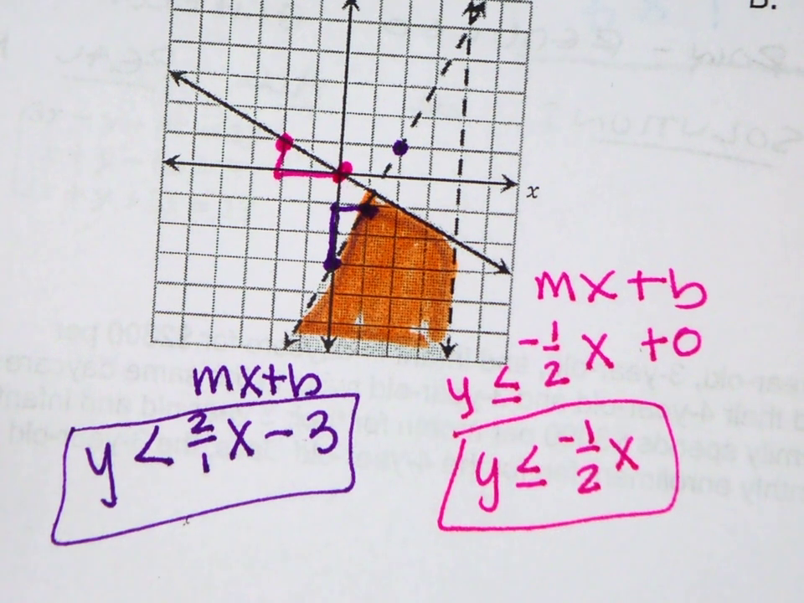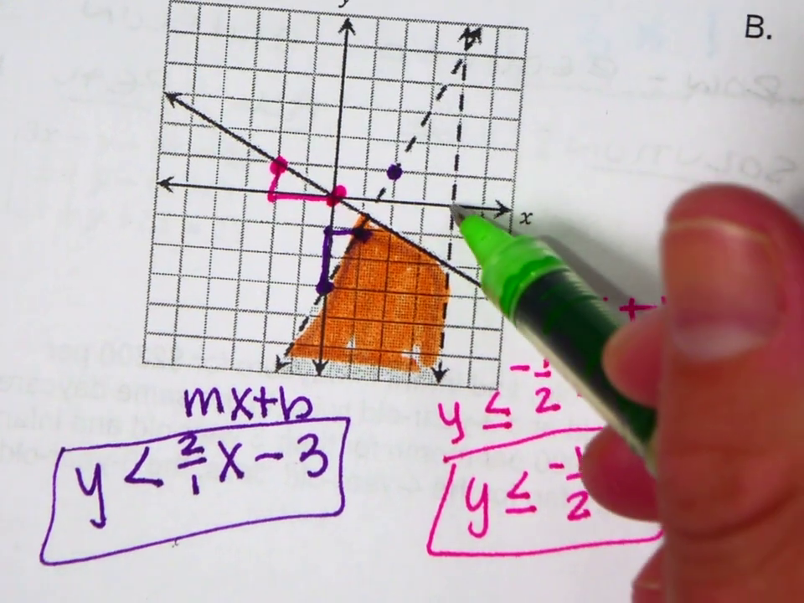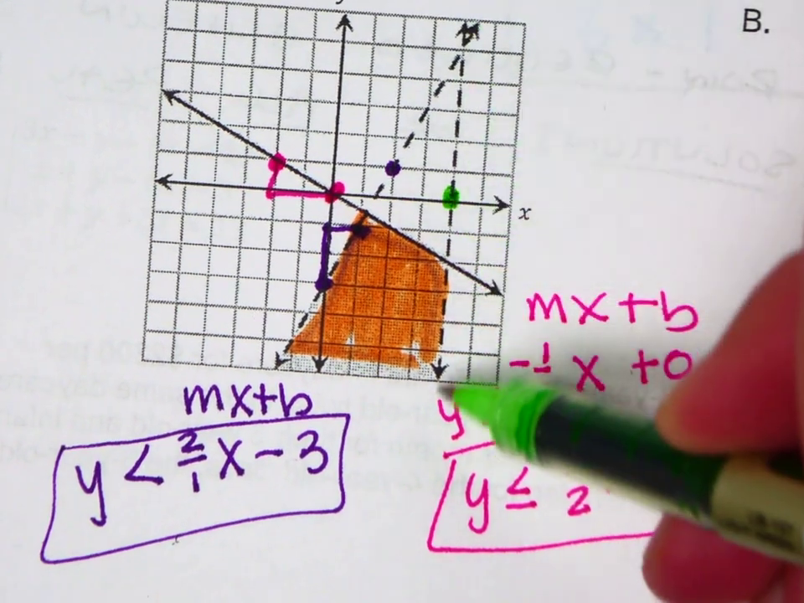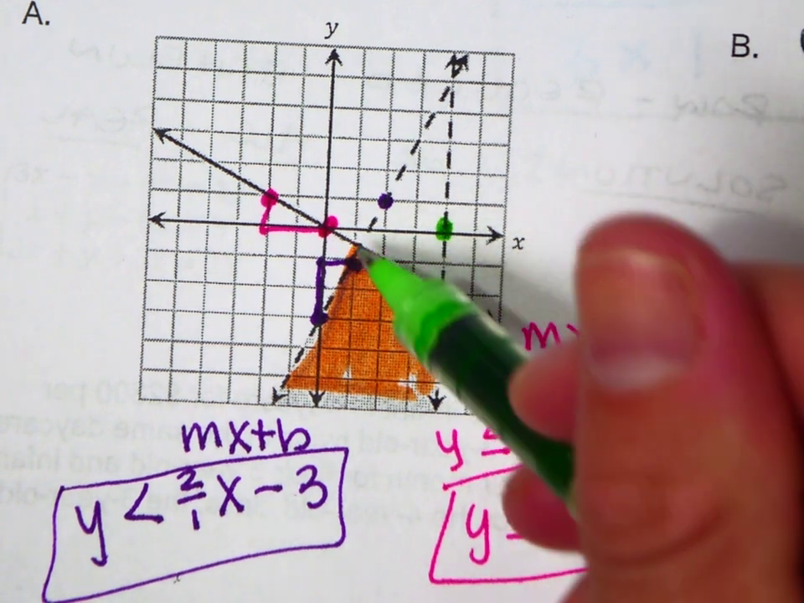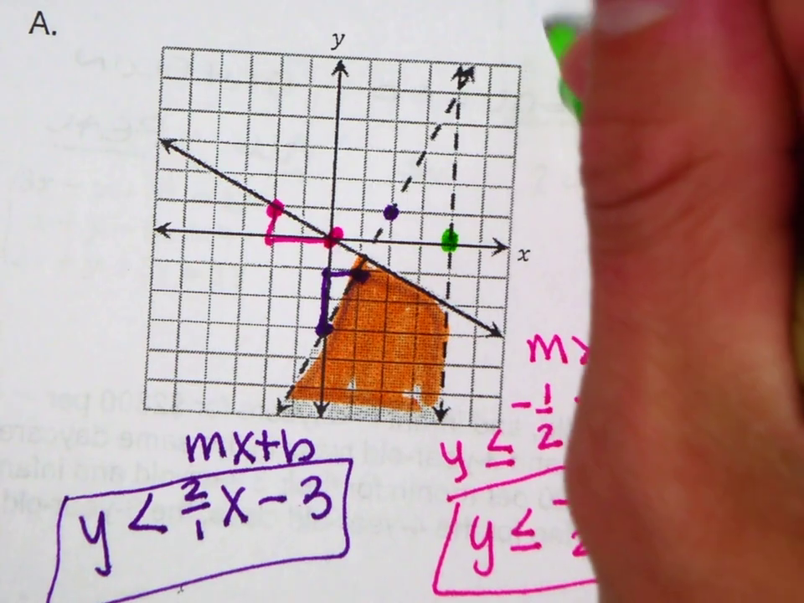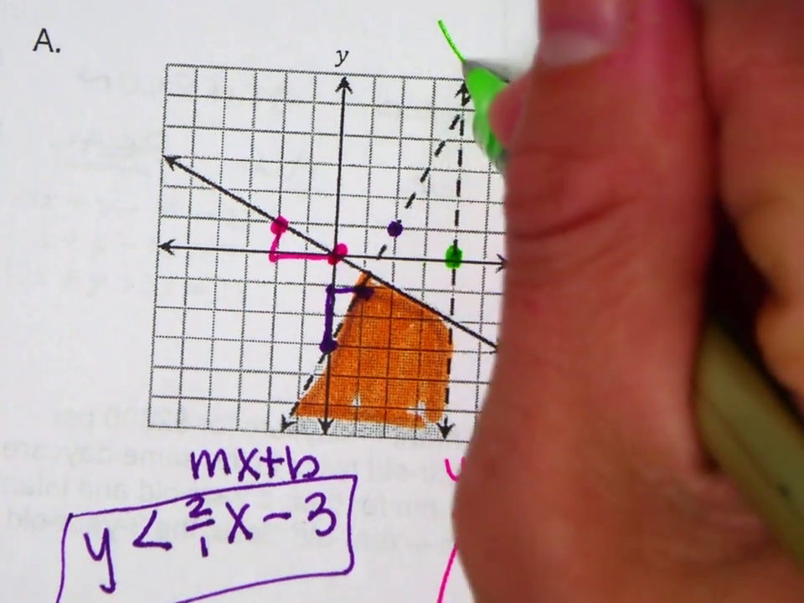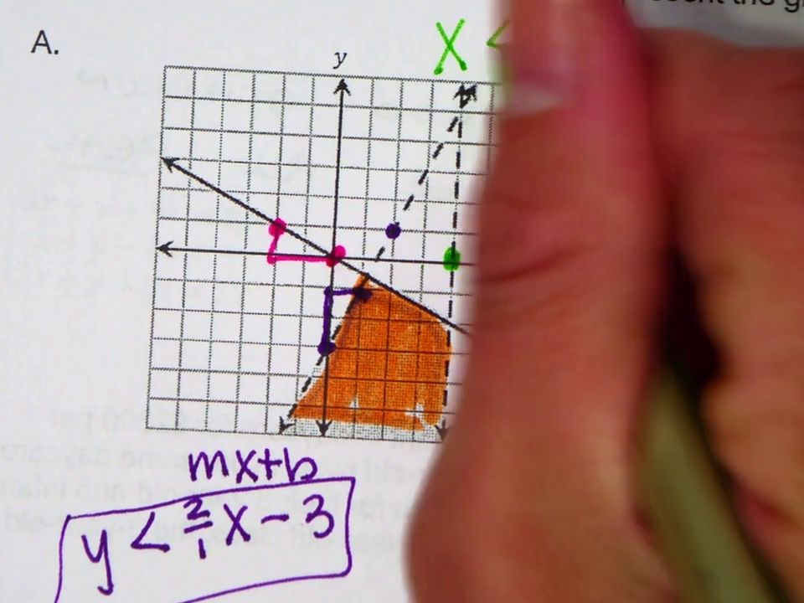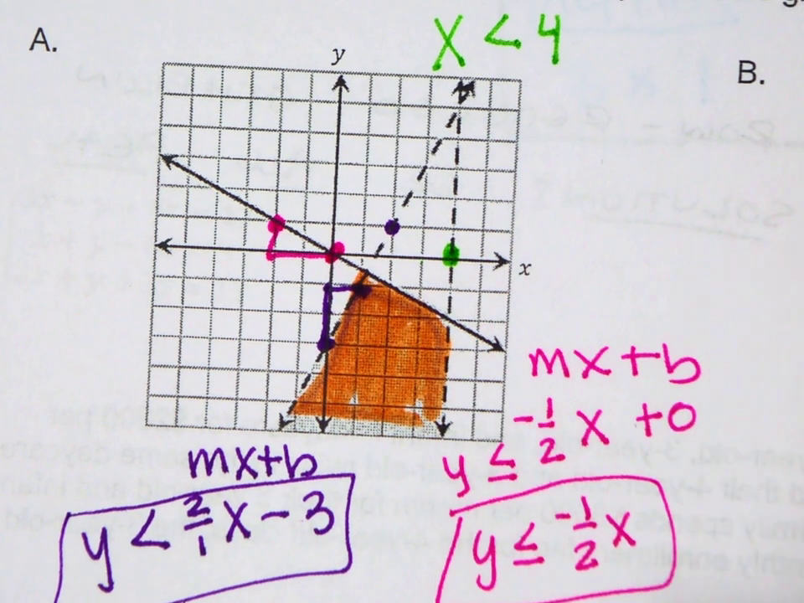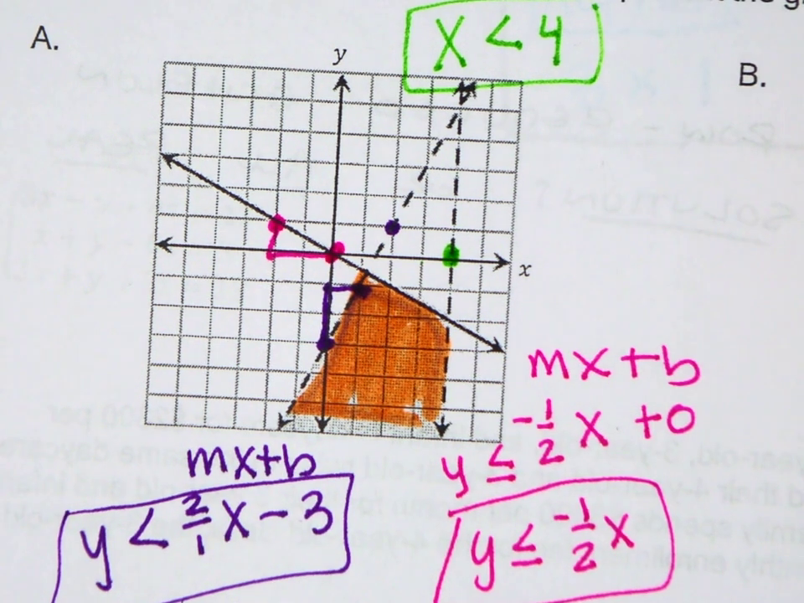And I have one more line, which this one here is straight up and down. So remember, if you are straight up and down, you're going to have one letter and one number. So your number is going to be 1, 2, 3, 4. It's going through the X, so that's your letter. And because you're shading left, it's less than, and you don't have the or equal to bar because it's dotted. So those are your 3 lines that are making up that graph.